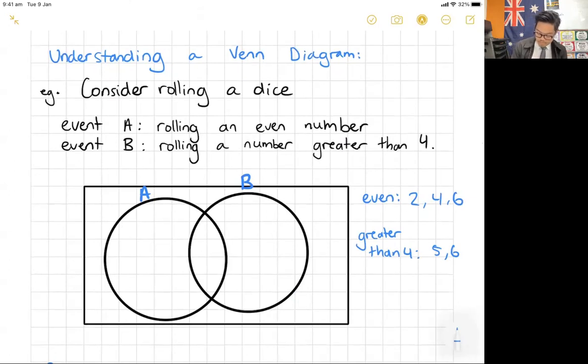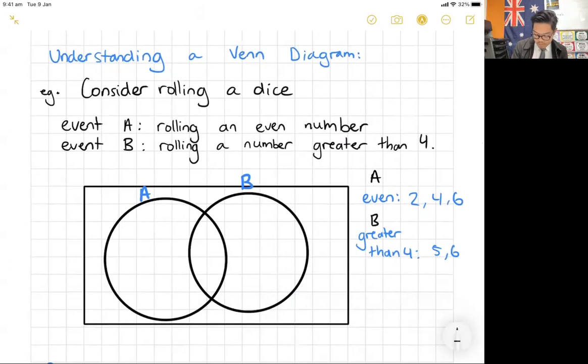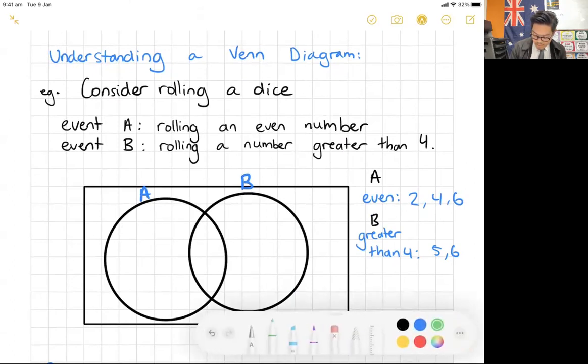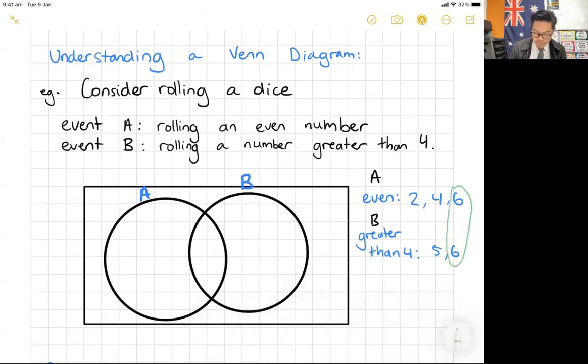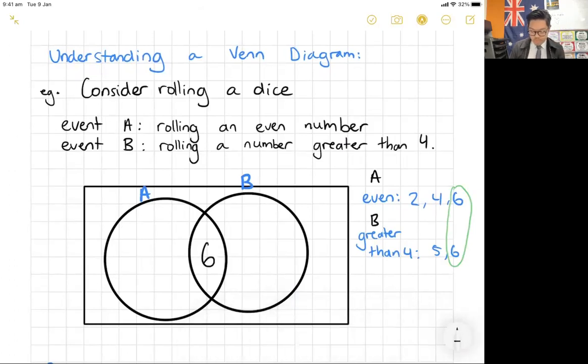Here we can see that event A is your even numbers and event B is your numbers greater than 4. If you take a look, we can see an overlap. 6 appears in both A and B. So where is that number going to go? It's going to go right in the middle. So that number 6 goes in the overlap between A and B. That means it's part of event A because it's an even number, and it's also part of event B because it's a number greater than 4.